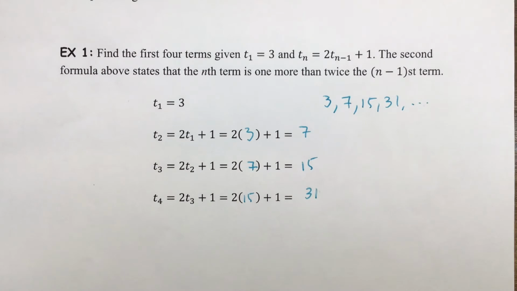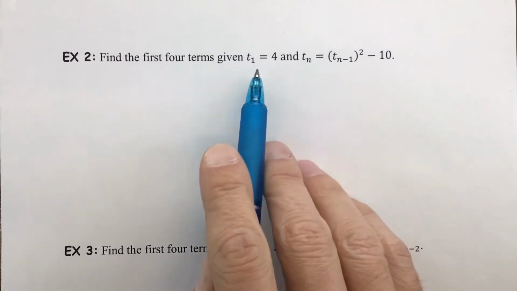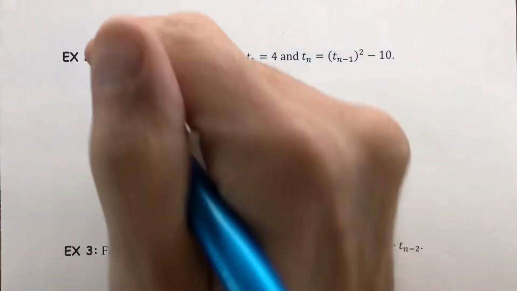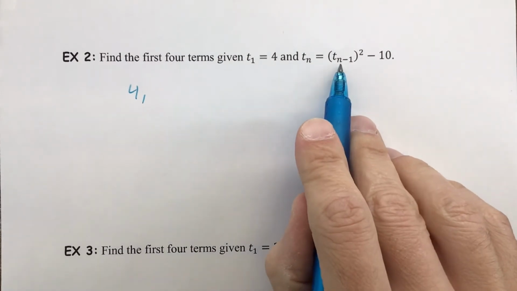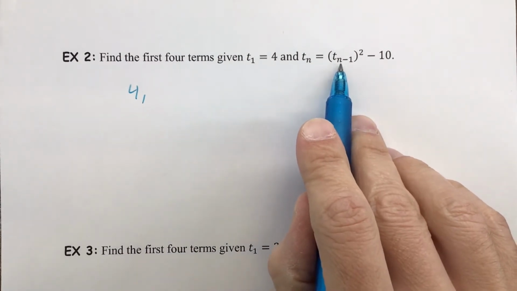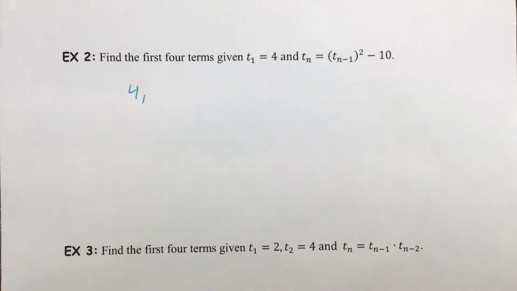Because we will continue on. For examples 2 and 3, we're going to be asked to do the same thing as in example 1, which is to find the first four terms of a sequence given a recursive definition. So for example 2, we start with 4 as our T1. That'll be our first term. The recursive definition tells us that we need to take our preceding term. So to get T2, we take 4, square it, then subtract 10. Which of course is going to give you 16 minus 10, which will give you 6.